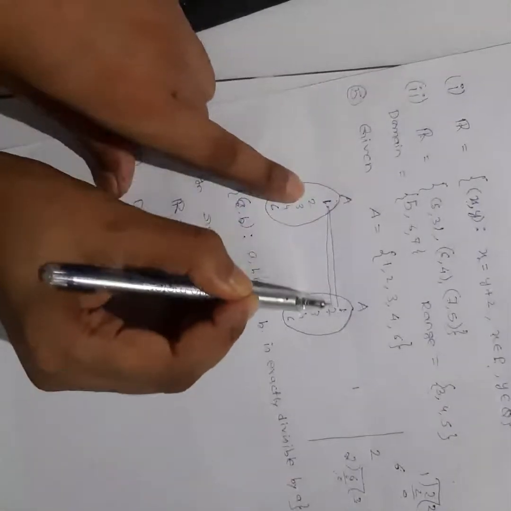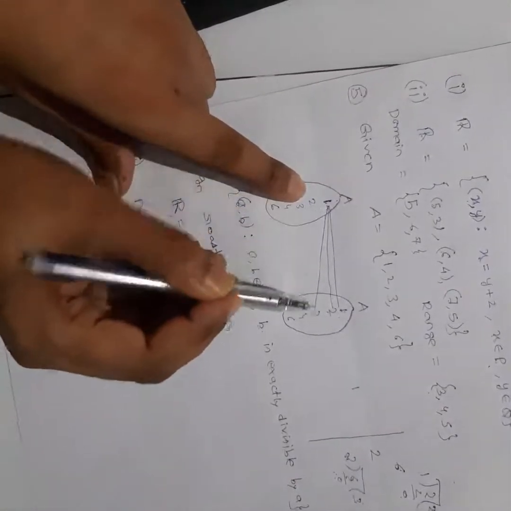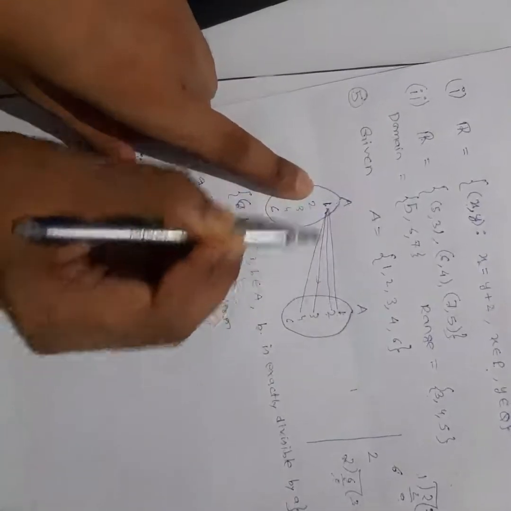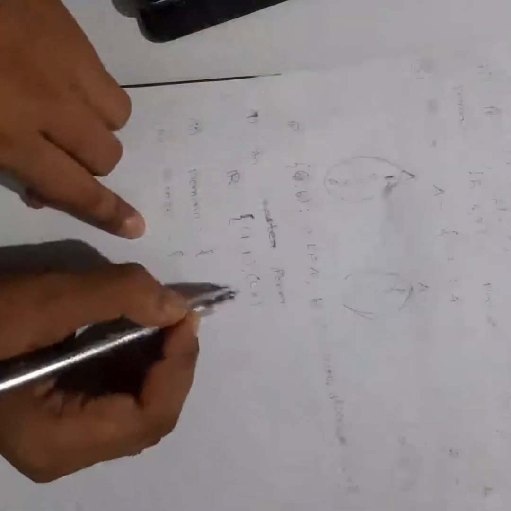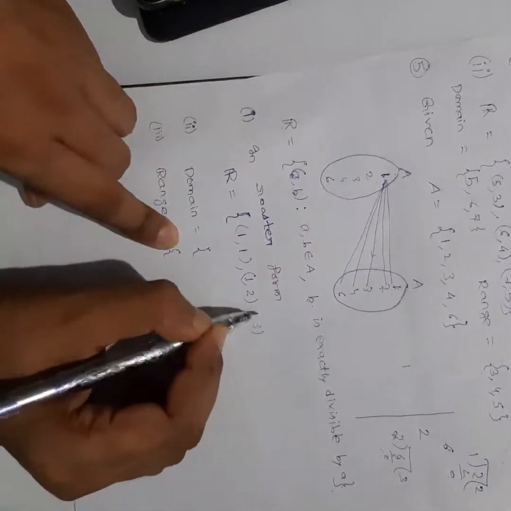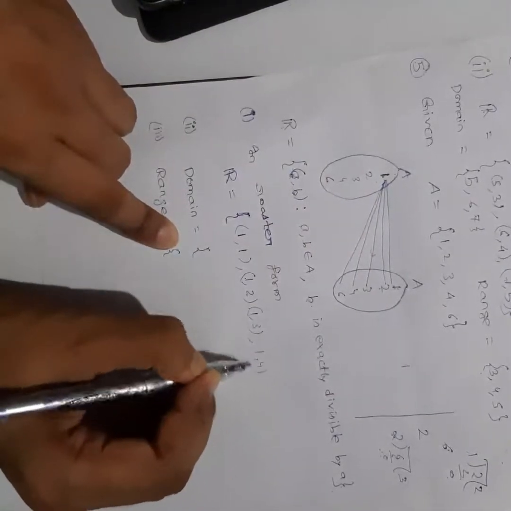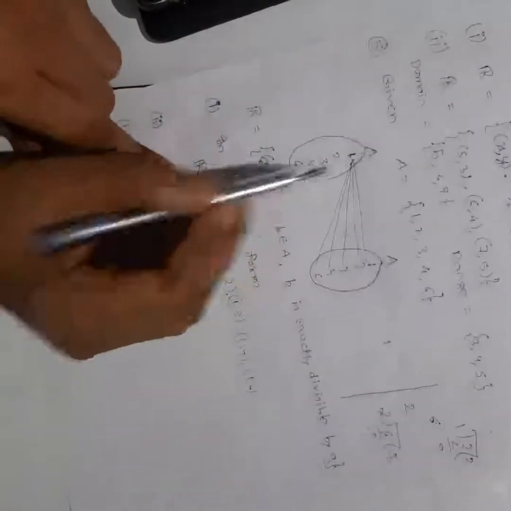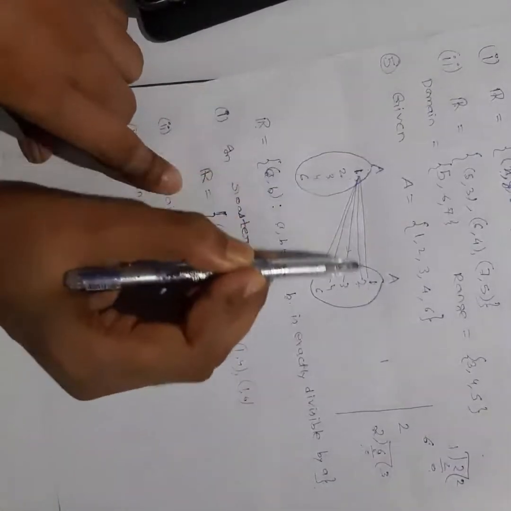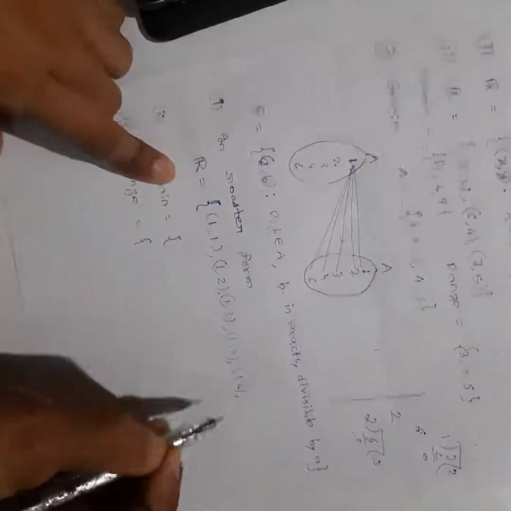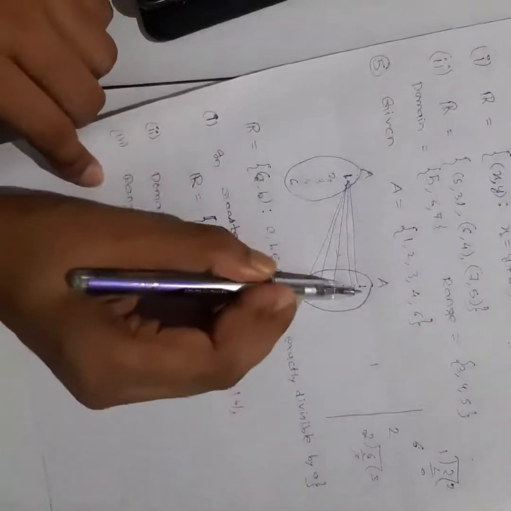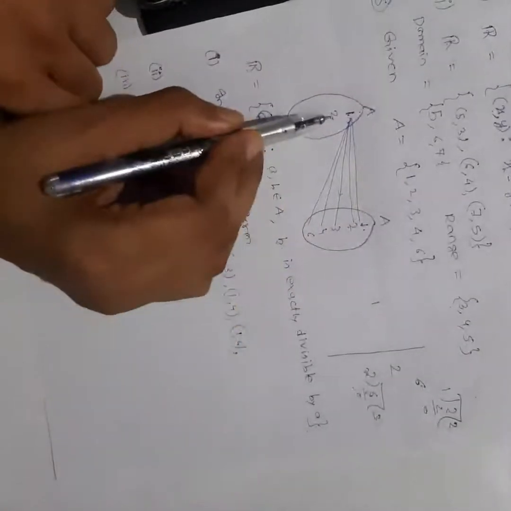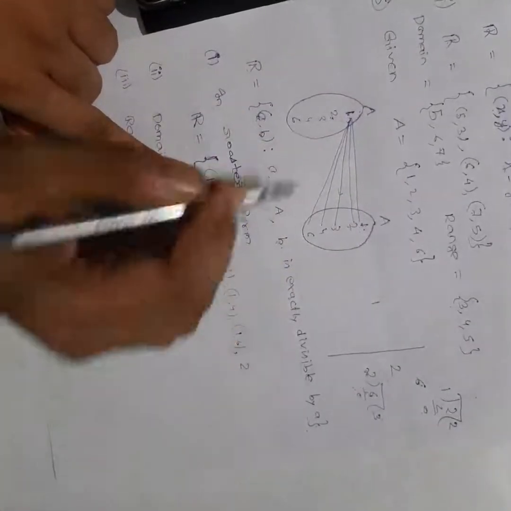So this is related to this also. What about 1 and 3? Obviously they also will be related because 3 is exactly divisible by 1. What about this one? Yes. So (1,2), (1,3), (1,4), (1,6), all these will be there, right? Done. Next, (2,1): will they be related? Obviously no, because 2 cannot divide 1. So 2 and 1 are not related. Next (2,2), yes.